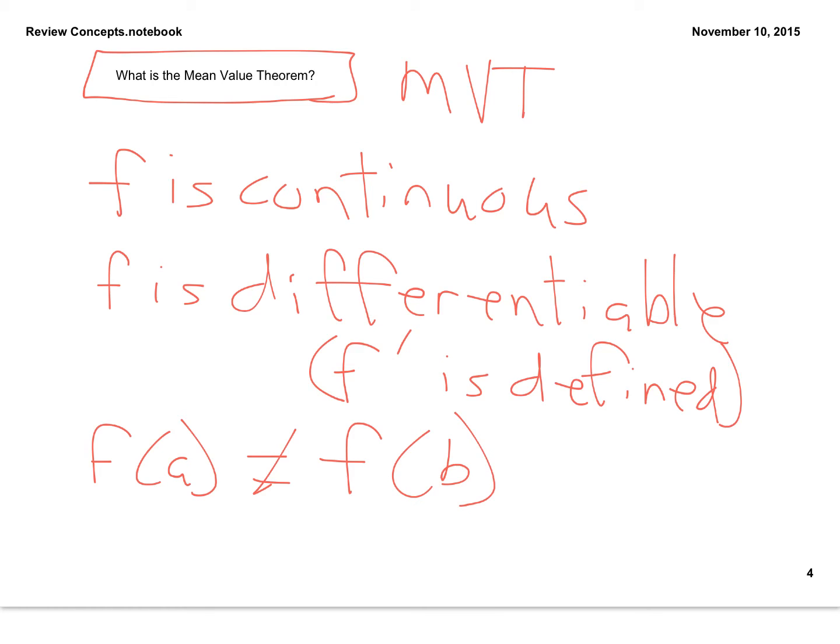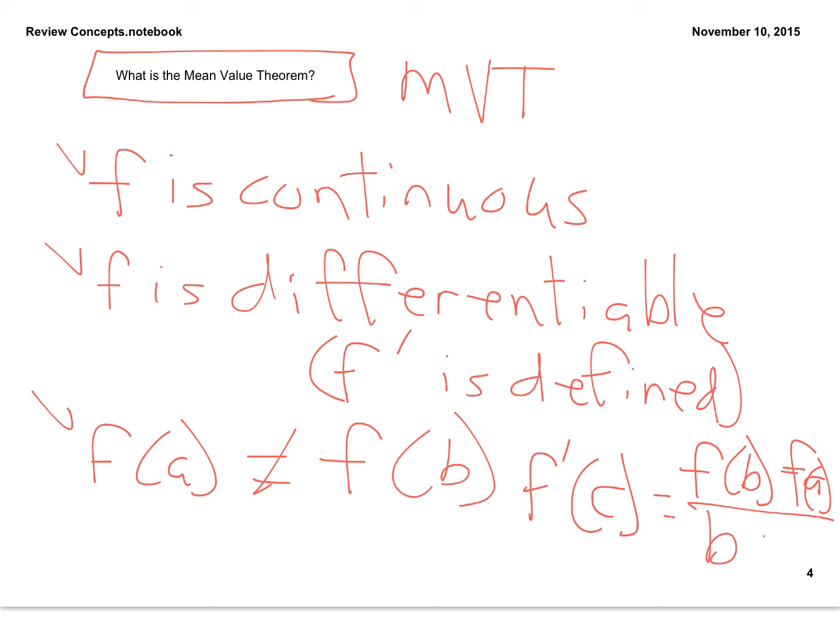And remember, when you've got these three things, it's continuous, it's differentiable, and the endpoints are not the same, then there has to exist some number C so that the derivative at C is the function value at B minus the function value at A, over B minus A.